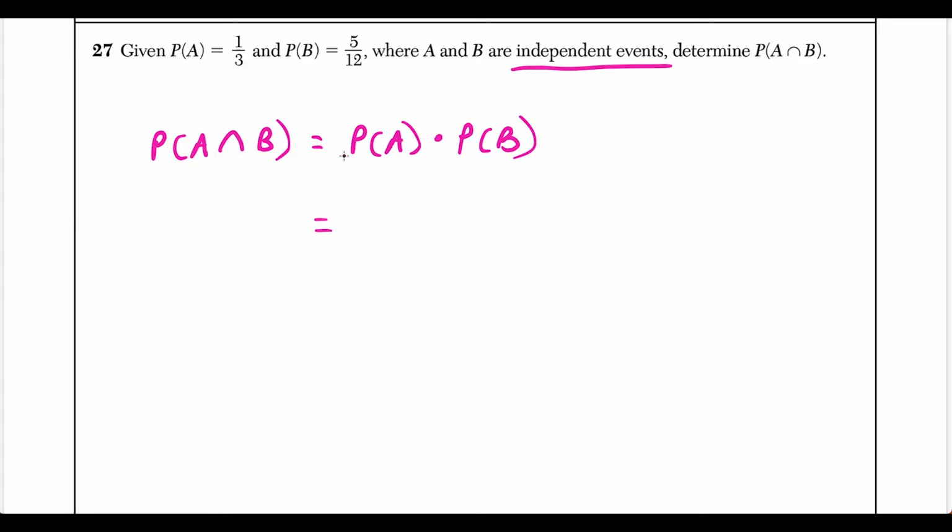So then all we have to do here is just plug in for probability of a and b, and we're going to have 1 over 3 times 5 over 12. And we're multiplying fractions here, so we just do 1 times 5 is 5 over 3 times 12 is 36. So here's our solution to 27. Now, a little extra information, just know that two events are independent if the outcome of one does not change the probability of the other.